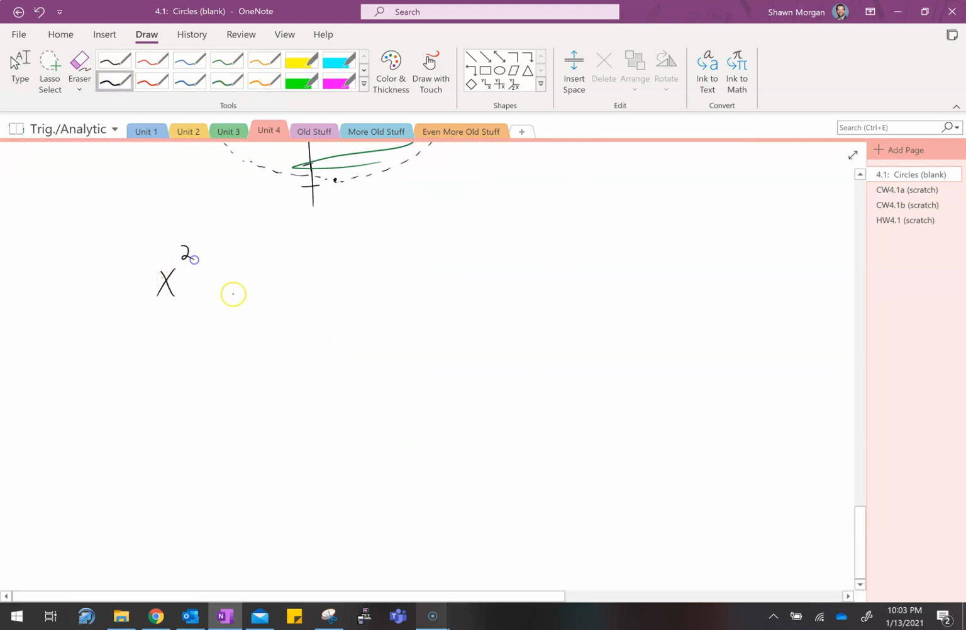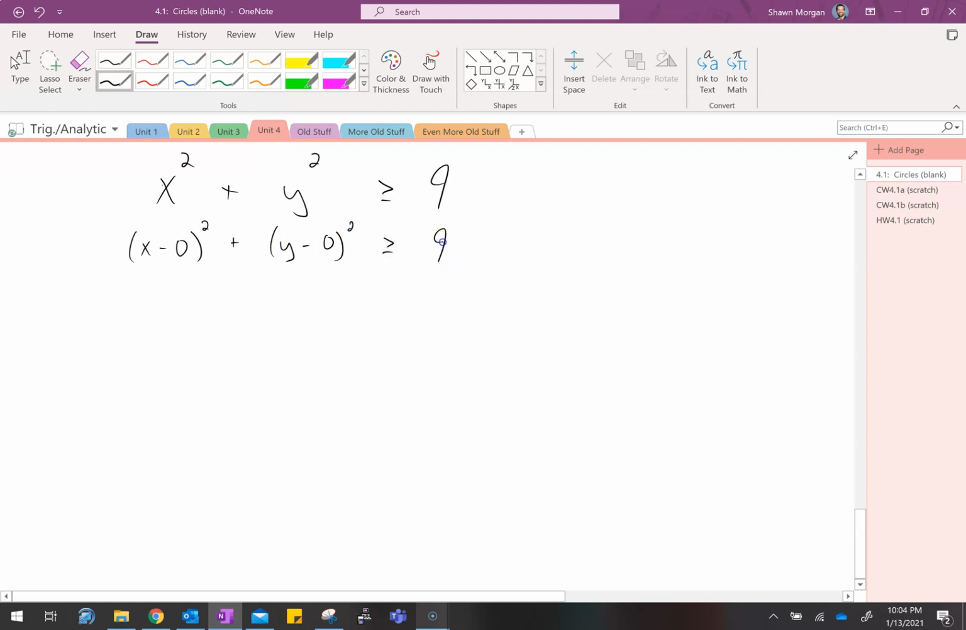Suppose I give you x squared plus y squared is greater than or equal to 9. Now, some of you asked a really good question in class the other day. You said, Coach, I don't see anything inside of parentheses. Well, that's just like as though there's a 0 there. So x squared is the same thing as (x minus 0) squared, and y squared is the same thing as (y minus 0) squared. Make a note that if I don't see anything going along with that x squared, it's just assumed to be 0.